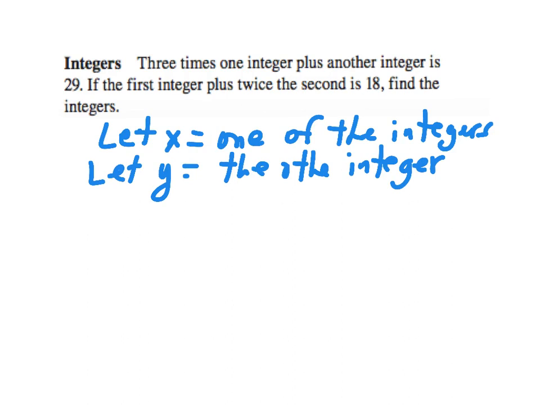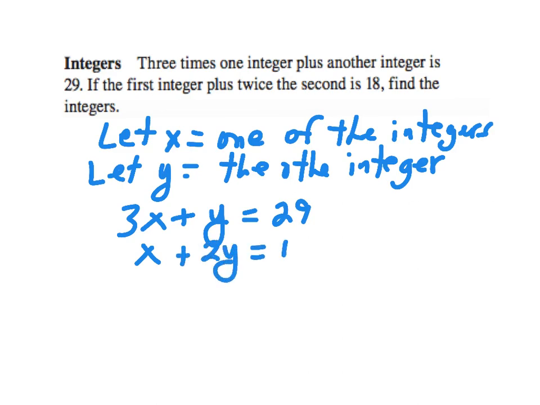So let's just turn the words into an equation. 3 times one integer plus another integer is 29. So we'll say 3x plus another integer is 29. So that's one of our 2 equations in the system. And then the other one says if the first integer plus twice the second is 18, find the integers. So we'll consider x to be the first integer plus 2y equals 18. Now we have our system.